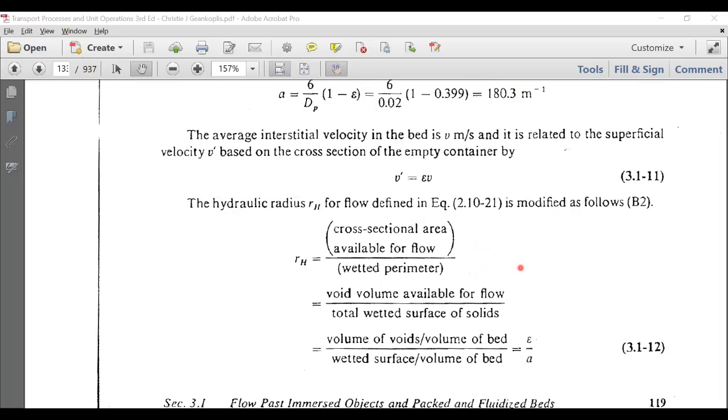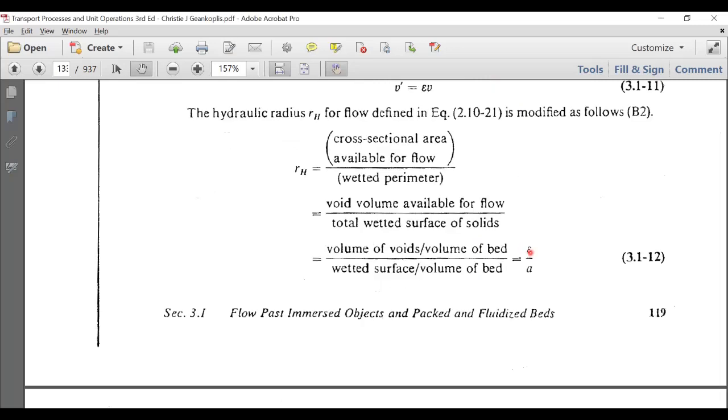So this is our RH. We can define it as epsilon, volume of voids per volume of bed, so the void fraction, divided by the wetted surface per volume of bed, or A.